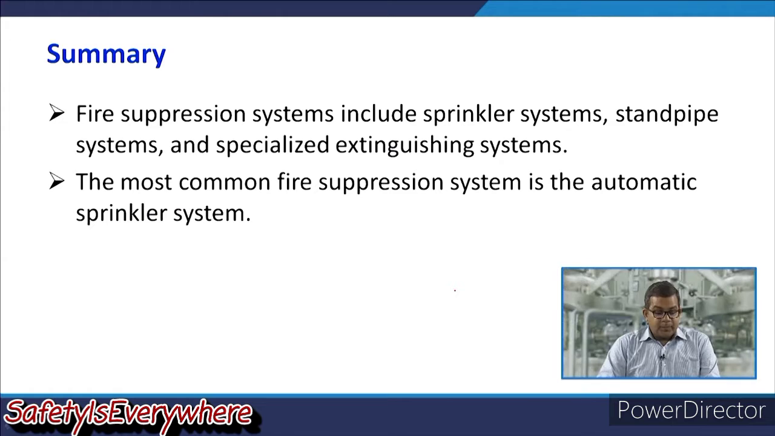Now in summary, the fire suppression systems include sprinkler system, standpipe system, and specialized extinguishing systems, and the most common fire suppression system is the automatic sprinkler system. We have compared all these with the different tools available, whether it is a fire extinguisher system, alarm system, etc. We have compared them with the sprinkler system, and we find that the automatic sprinkler systems are more beneficial.